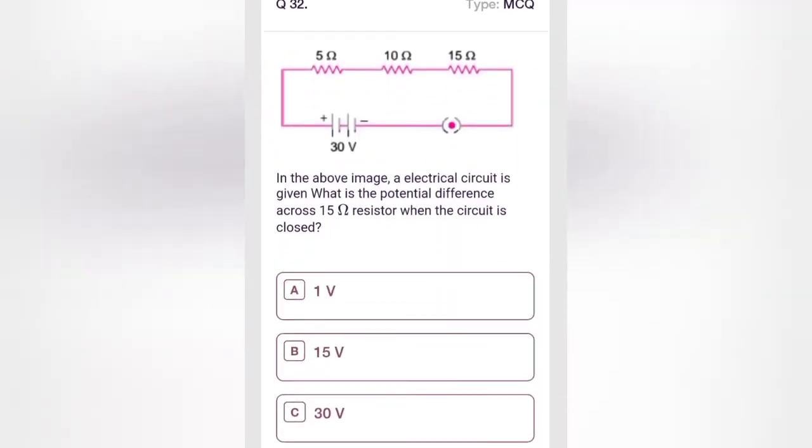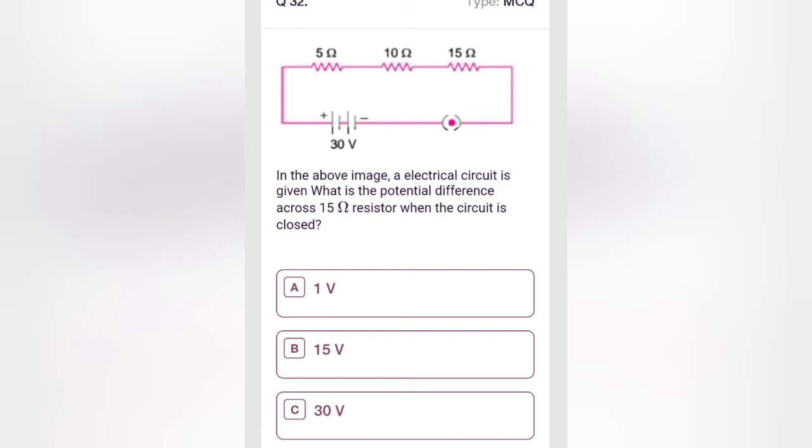In the above circuit, what is the potential difference across the 15 ohm? Just now we found that 1 amp is the current. If 1 amp is the current flowing here, what will be the voltage V3? V3 will be equal to I into R3. So what is I? I is 1, R3 is 15. So 15 into 1 is 15 volt. Option B is the correct answer.